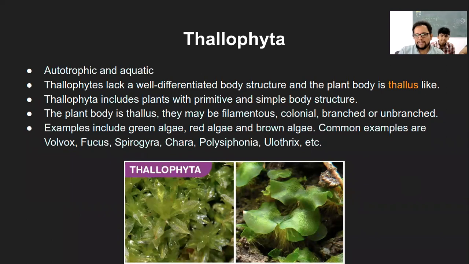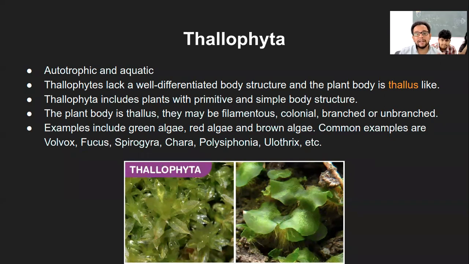So thallophyta actually includes the primitive plants. Primitive plants are the earlier versions of the plants. Whenever evolution started, obviously it started with unicellular cells, then they became multicellular. So that organization of the cells became the first type of plants, that's what is primitive, and that category is thallophyte. So the plant body is thallus, and this can be filamentous.